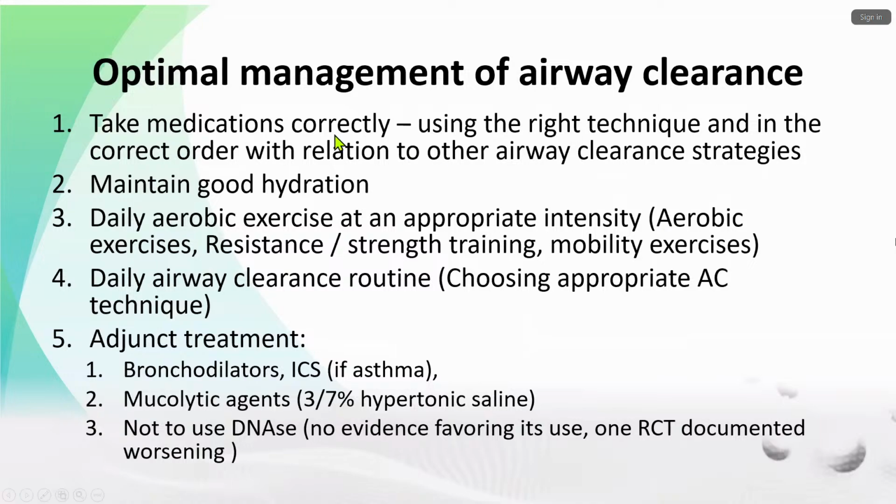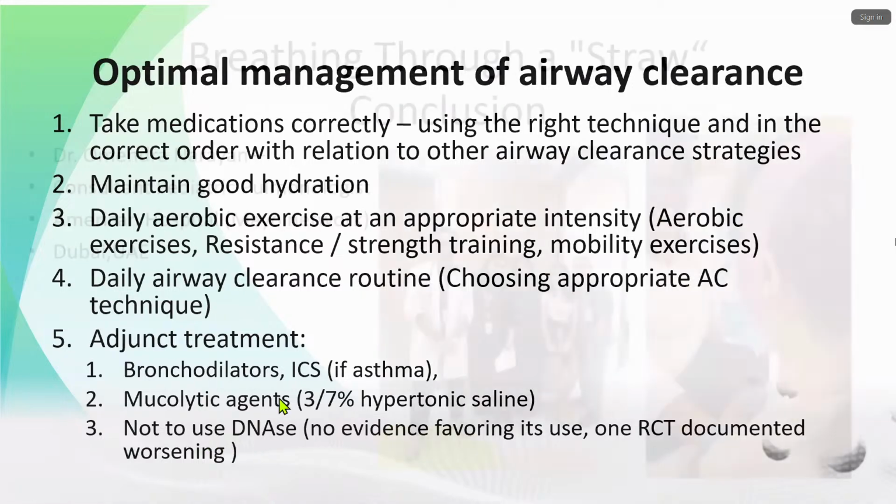So to summarize, take medications correctly, using the right technique in the correct order in relation to other airway clearance strategies. Maintain good hydration so that the secretions are not very thick. Daily aerobic exercise at the appropriate intensity. Daily airway clearance is the most important mainstay of treatment for all non-CF bronchiectasis. Use adjuncts if the child has asthma, bronchodilators, and mucolytic agents like 3% or 7% saline, 3 to 5 milliliters in each session, and do not use DNase. Thank you very much.